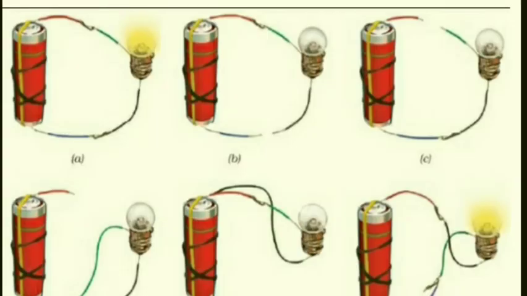So the same thing happens here for this circuit also. Circuit is nothing but a path which is needed for the current to flow, because current is nothing but the flow of electricity. If there is no path, or if the path is broken, as you can see here, what will happen? The bulb will not glow. The bulb will glow only when the circuit is complete. And if the circuit is not complete, the bulb will not glow.